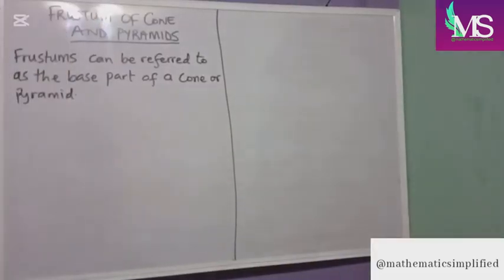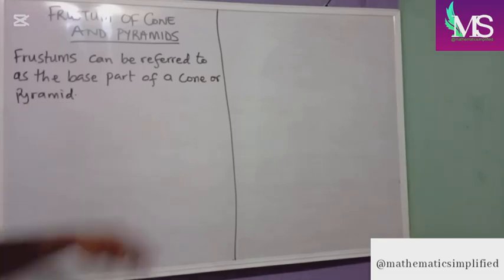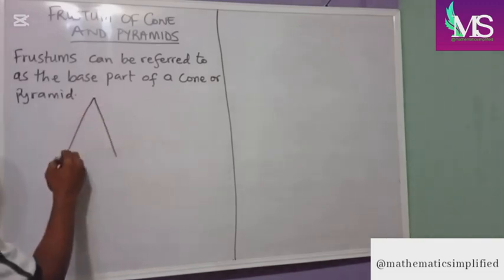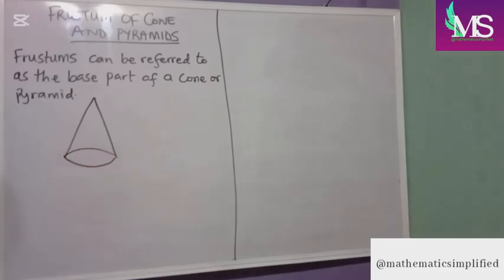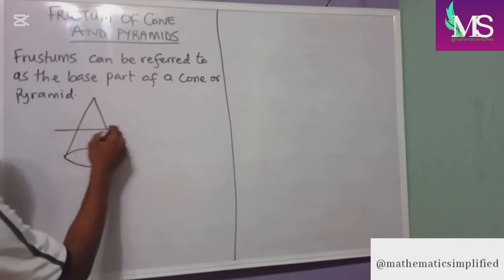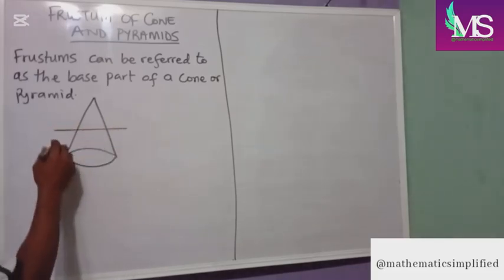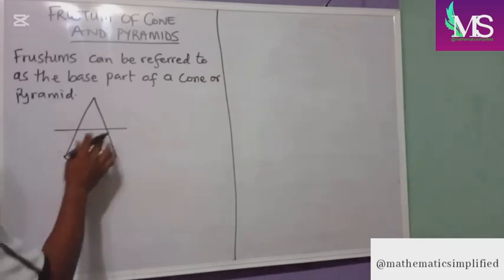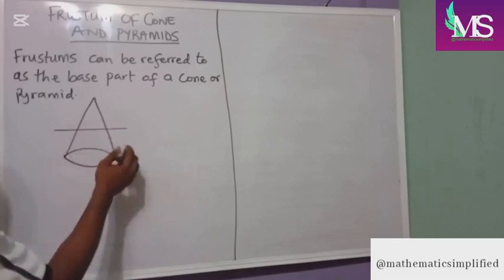Welcome back. Now, frustums can be referred to as the base part of a cone or pyramid. Alright, now what do we mean by this statement? If we look at a cone, this is a cone. If we cut this cone along the horizontal, parallel to the base, now we are having two shapes.